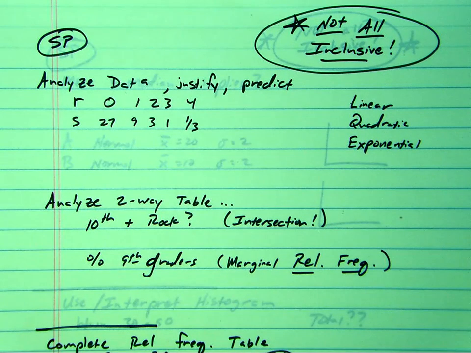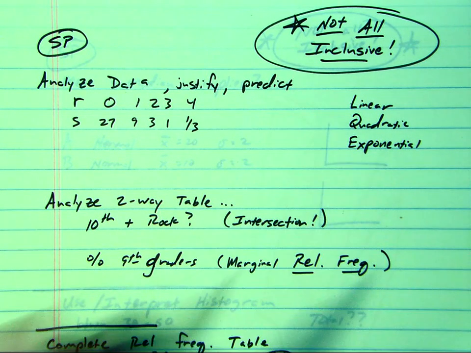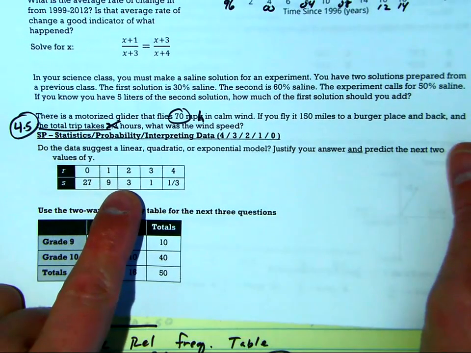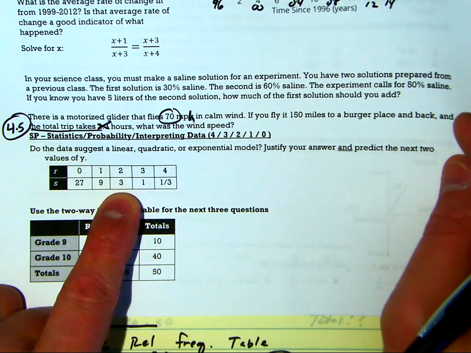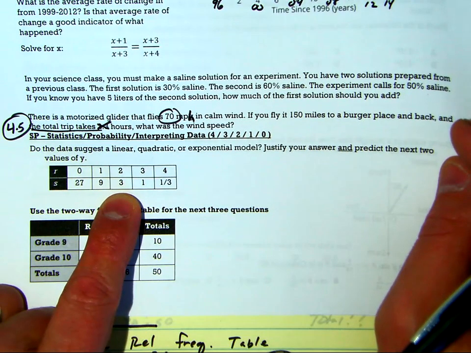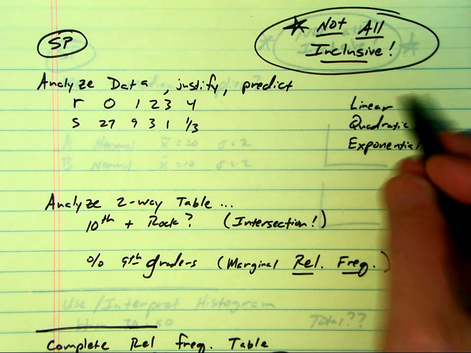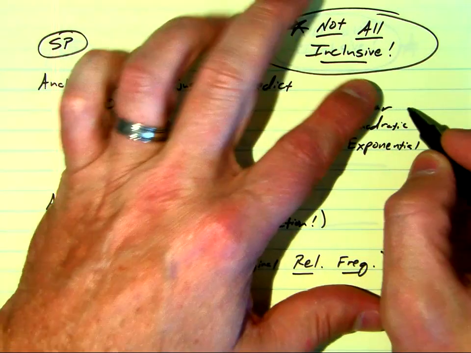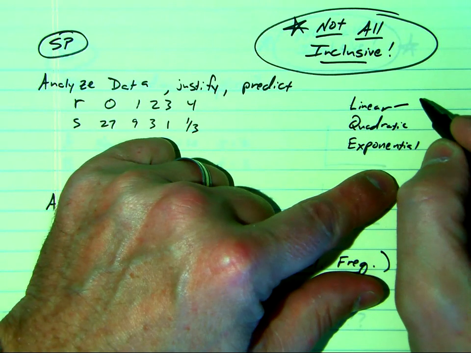Okay? Now here's a blast from the past: analyzing the data, justifying your answer, and predicting the next 2 values. You guys remember the question on the last 2 unit tests that looked like this? This one is a repeat of one of the questions from the topic 6 test, I believe. You are supposed to look at the data, and if it's linear, what am I looking for? What's the difference for linear? What am I looking for?